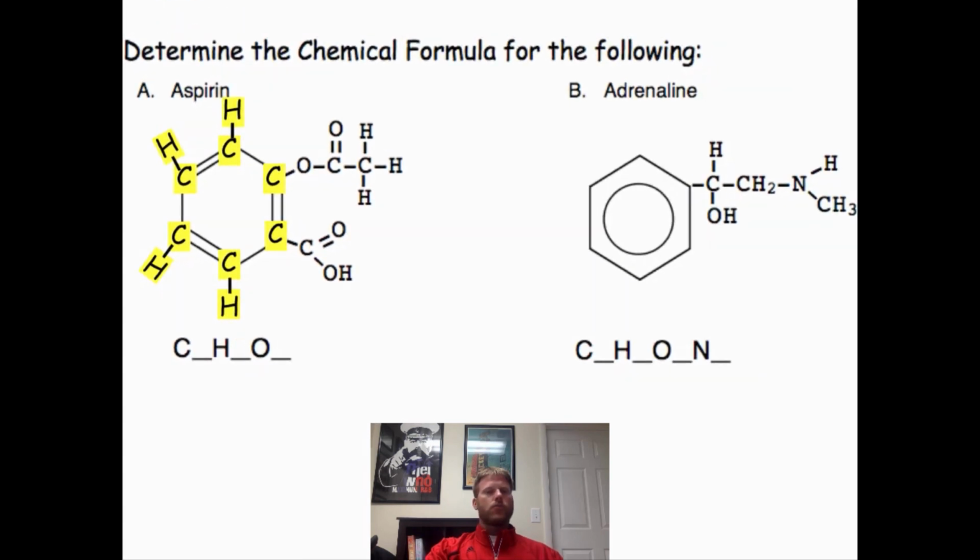So now we are ready to just count up the atoms and determine the chemical formula. 9 carbons, 8 hydrogens, and 4 oxygens. C9H8O4. Your turn. Pause the video and follow the same procedure to determine the chemical formula for adrenaline. When you think you have it, press play to check your work.